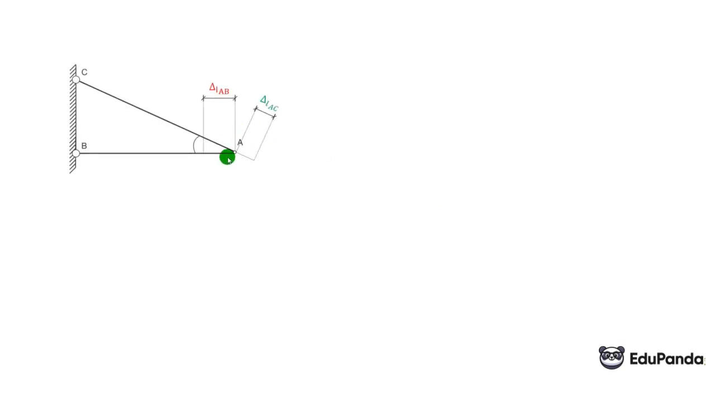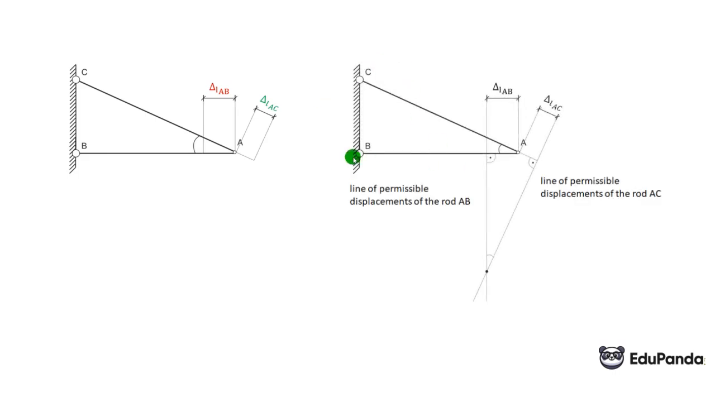Now the line of permissible displacements, as in the previous example, is in the direction perpendicular to the displacement. So perpendicular to the displacement delta L underscore AB is the line of permissible displacements for rod AB, and similarly for rod AC. At the intersection of these permissible displacement lines of both rods, we have the displacement of point A, meaning it will move to this place.